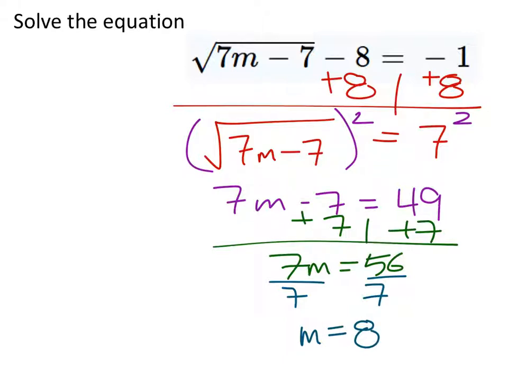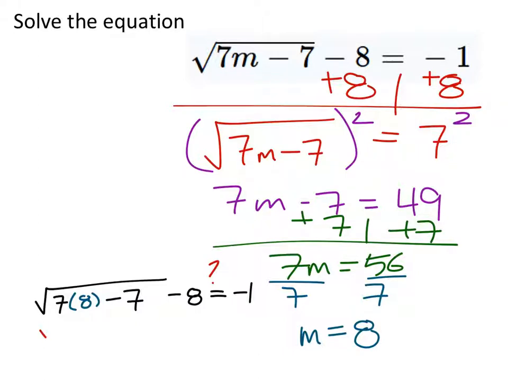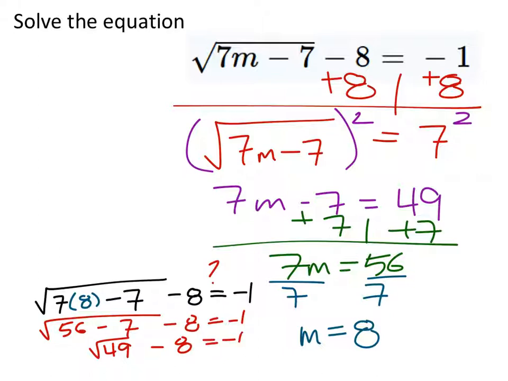Well, that was so different and so new, and we feel so good about it that we want to quit right there. But don't, because we've got to plug it in now, right, to make sure that it is an actual solution. Yeah, we're looking at this with a question mark now. So I've got the square root of 56 minus 7 minus 8. Does that equal -1? So that's the square root of 49 minus 8. Does that equal -1? Well, you'd get 7 minus 8, which does equal -1, and we're good.